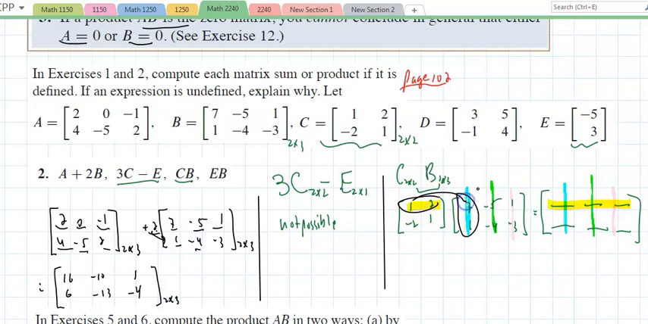1 times 7, that's 7. Plus 2 times 1, that is 2. And when you get to the green, you multiply this by the green. That's 1 times negative 5 plus 2 times negative 4, and 1 times 1 plus 2 times negative 3.